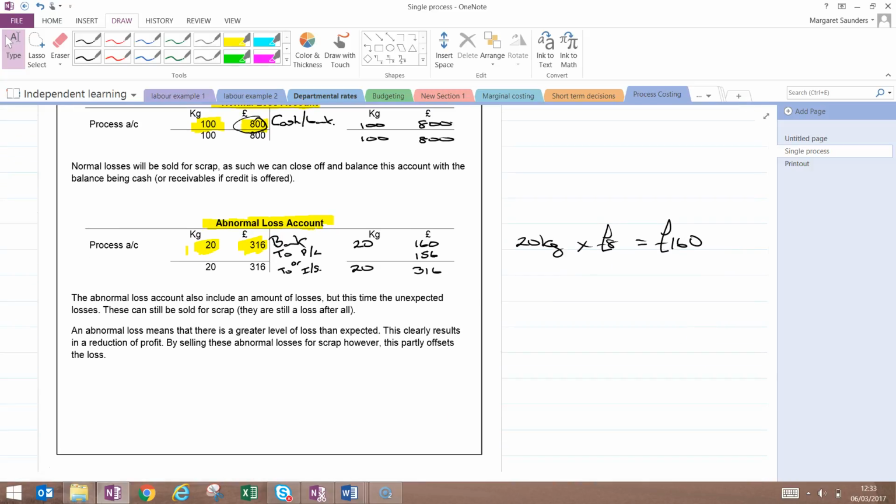So that completes this recording. You will need to put this into practice, and it should become a little bit more straightforward after you've completed a few questions. So good luck with those, and when you're happy with single process costing, you need to look at the next recording, which is multiple process costing.